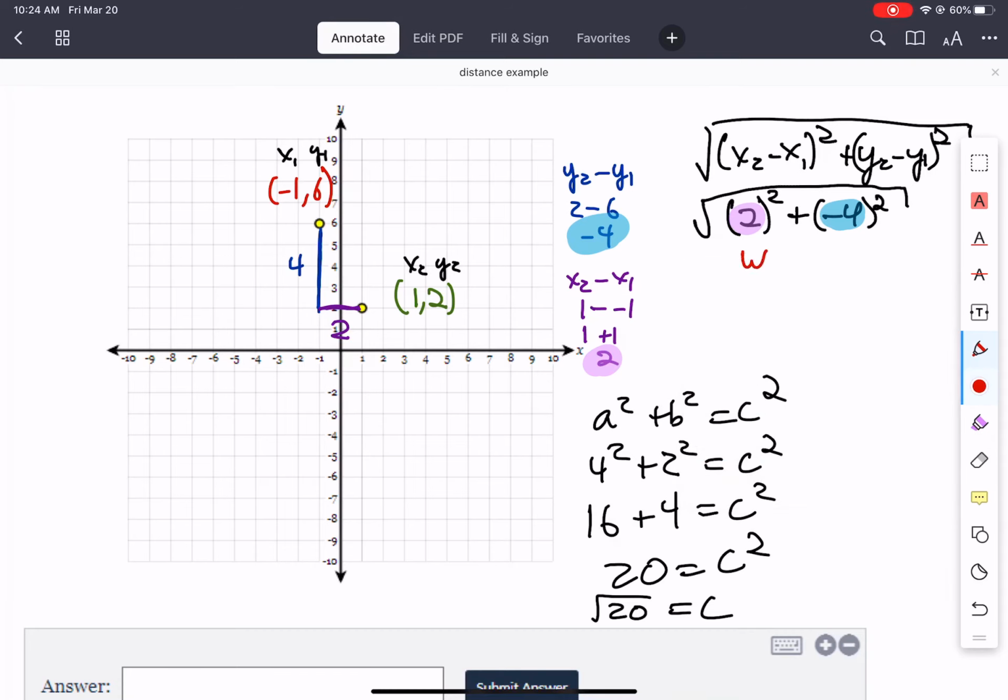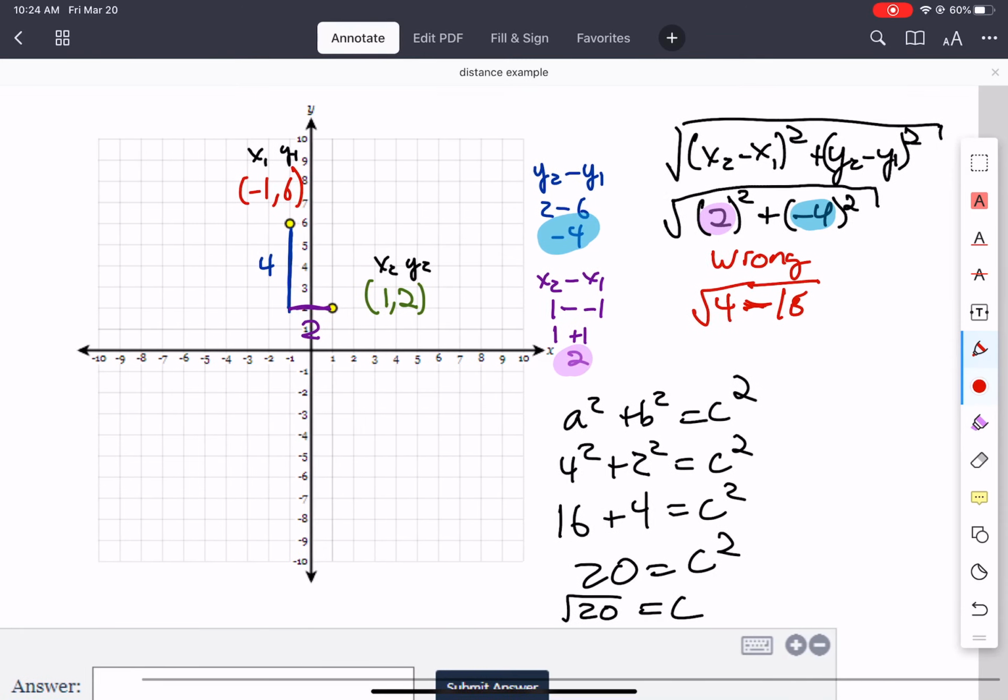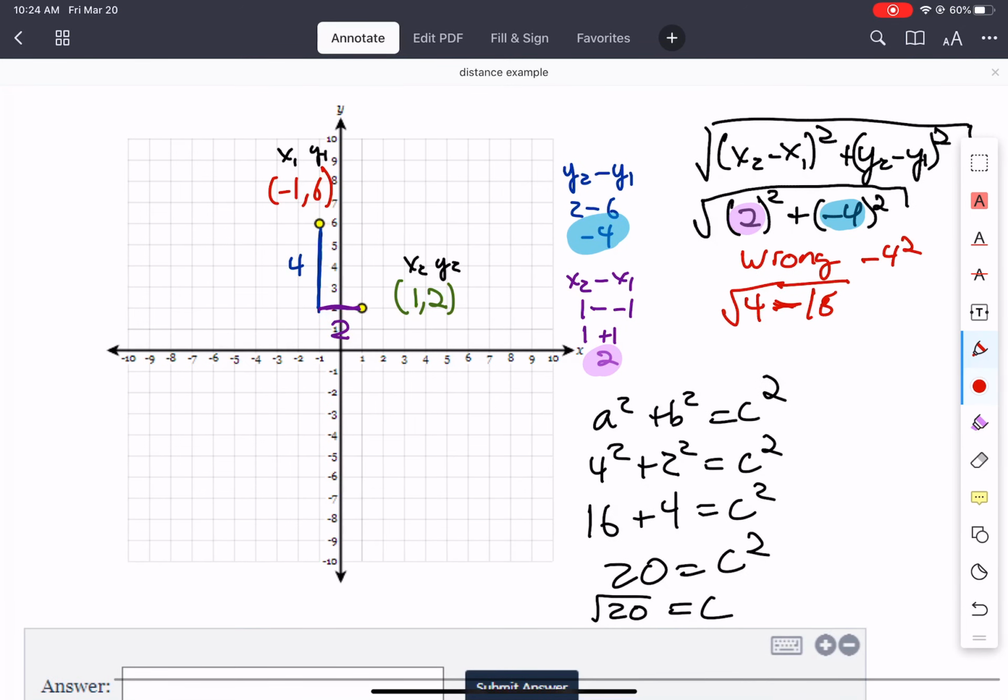So wrong way would be square root of 2 squared is 4, and then if you type negative 4 squared into your calculator incorrectly, it'll give you minus 16, and then you have a negative number and there's problems. All right, so the wrong way is minus 4 squared. The right way is parentheses minus 4 squared.